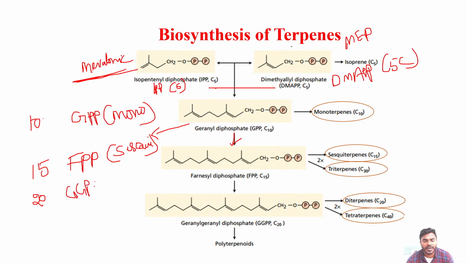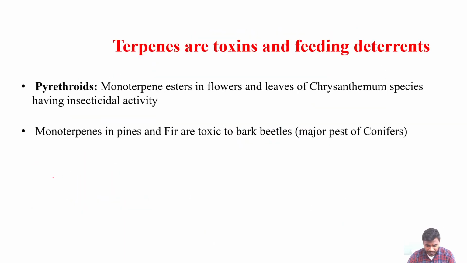Example is GGPP, which is the diterpene. Friends, please don't get confused between the GPP and GGPP. GPP is a 10 carbon, GGPP is the 20 carbon. Don't get confused. FPP is what, friends? 15 carbon. Now friends, as I told all of you very clearly, just remember the names, don't remember anything else.